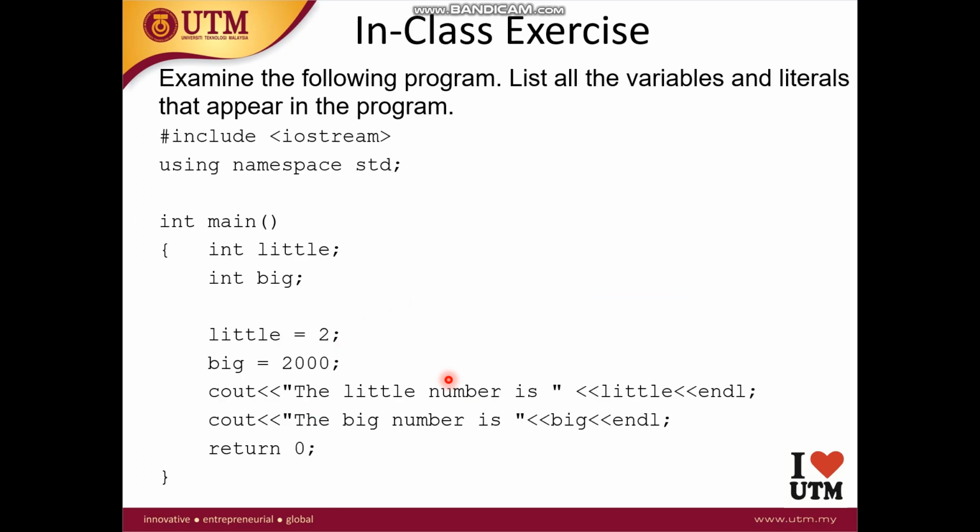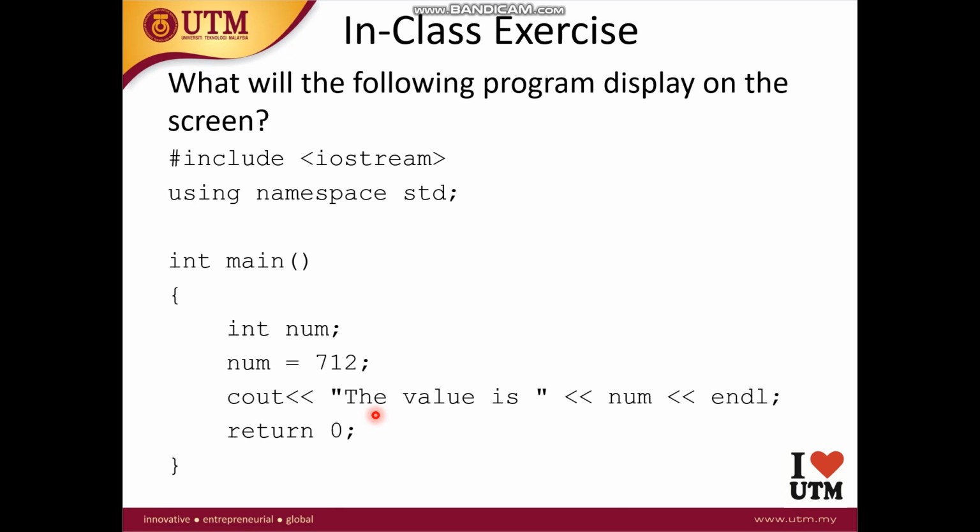And this is a class exercise. You are going to do it by yourself. List all the variables and literals that appear in this program. So int little is a variable whose type is integer. Int big is a variable whose type is integer as well. Little equals 2. This 2 is an integer literal. Big equals 2000. This 2000 is an integer literal. In cout, the little number, this sentence between the two double quotes is called a string literal, while this one, the big number, is also a string literal. This is another one. You can do it by yourself. I think it's pretty easy for you.